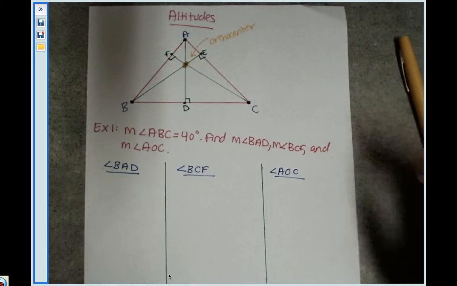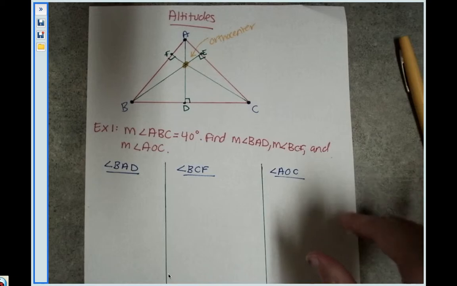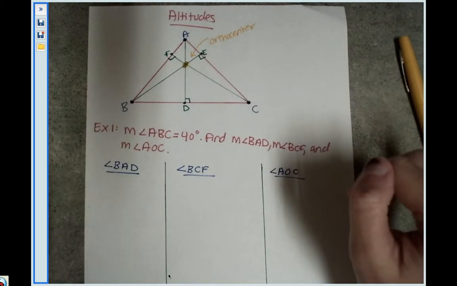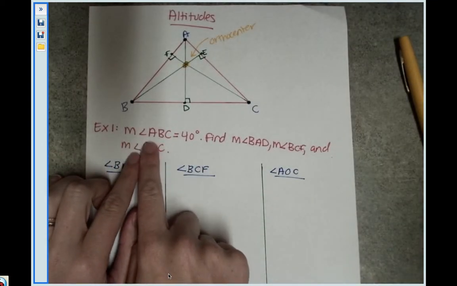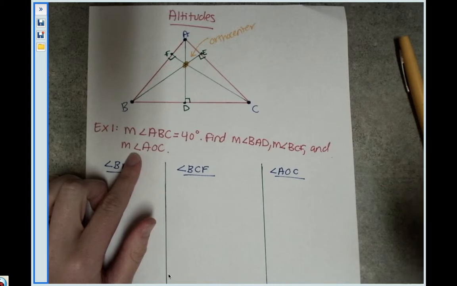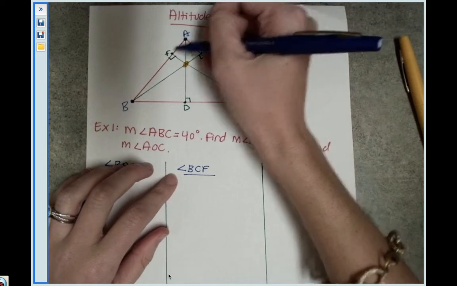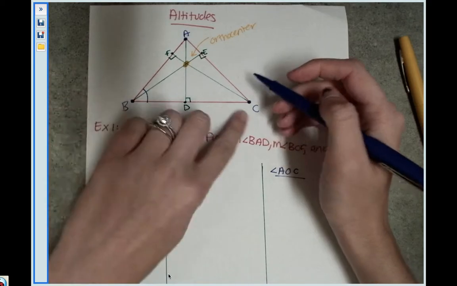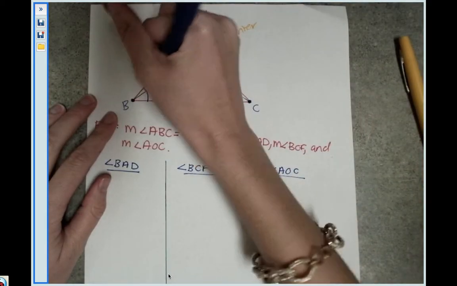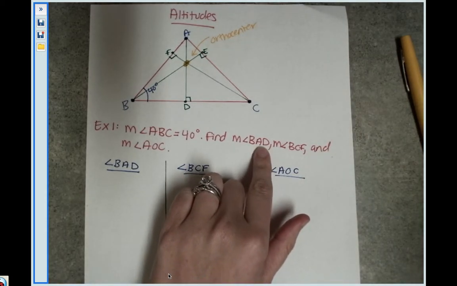Okay, so we're going to use this property. We're going to use the fact that altitudes create 90-degree angles to help us find some other angles inside of our triangle. So let's get going because I know you guys are already on point and ready to go with this problem. All right, so it says the measure of angle ABC is 40 degrees, which I'm going to label on my picture because that's going to help me solve. So angle ABC, A to the B to the C, so this whole angle right there, is 40 degrees.